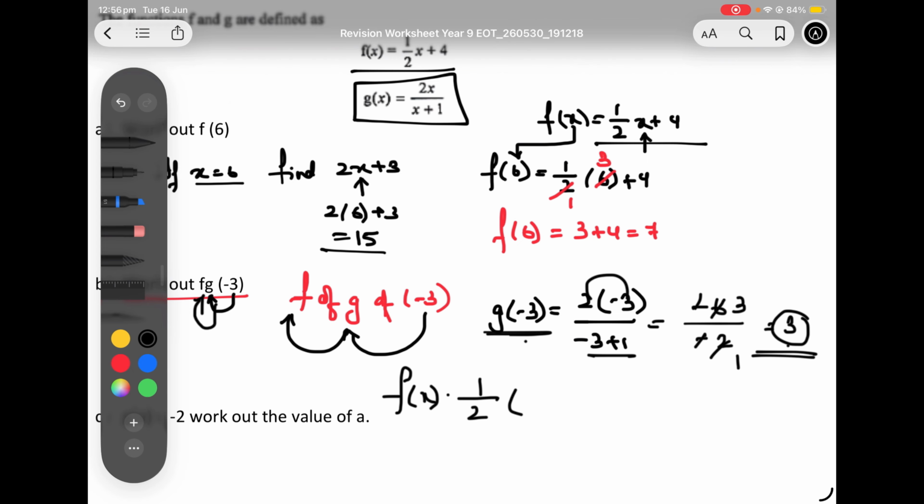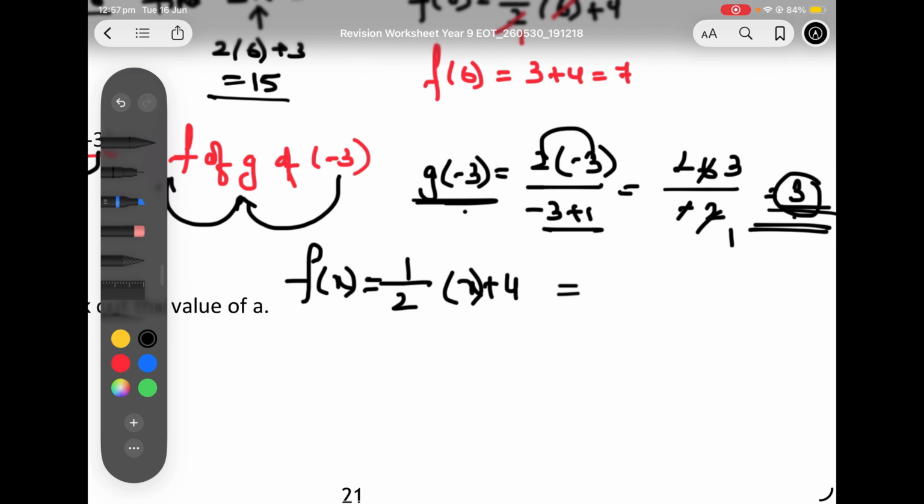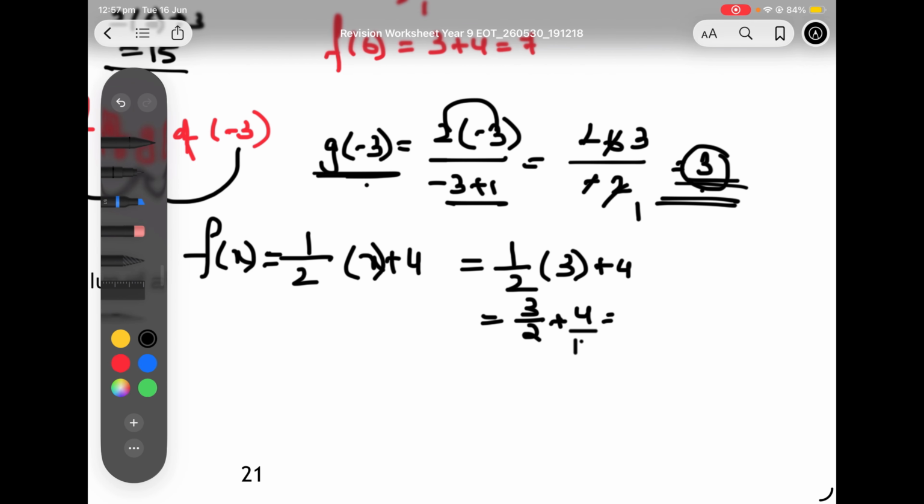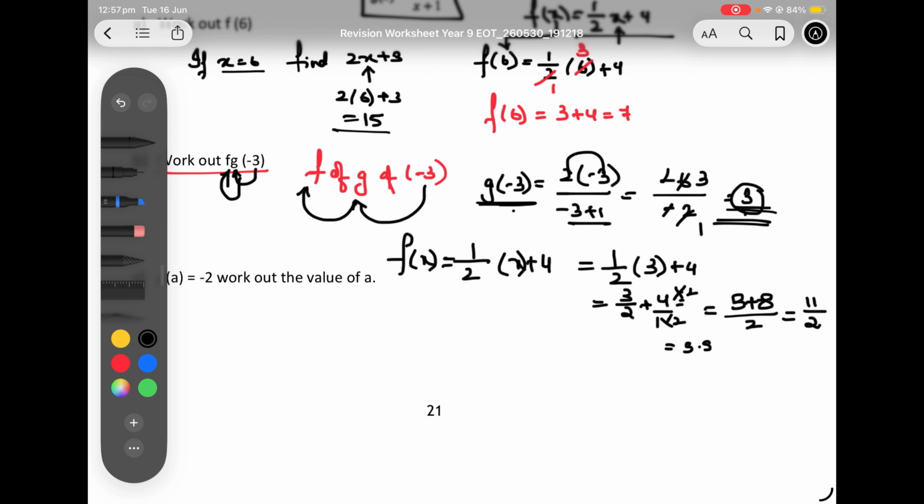Okay, 1 over 2x plus 4 is there, right? So in place of x, we are going to substitute the 3 here. So 1 over 2 times 3 plus 4 is what I have. That becomes 3 over 2 plus 4. You have to take the LCM and then do it, because there's no common denominator here. So multiply by 2, that becomes 3 plus 4 times 2 is 8. 3 plus 8 over 2 is what you get, which is equal to 11 over 2. You can leave your answer like this or write it in decimal, which is 5.5 for this one.